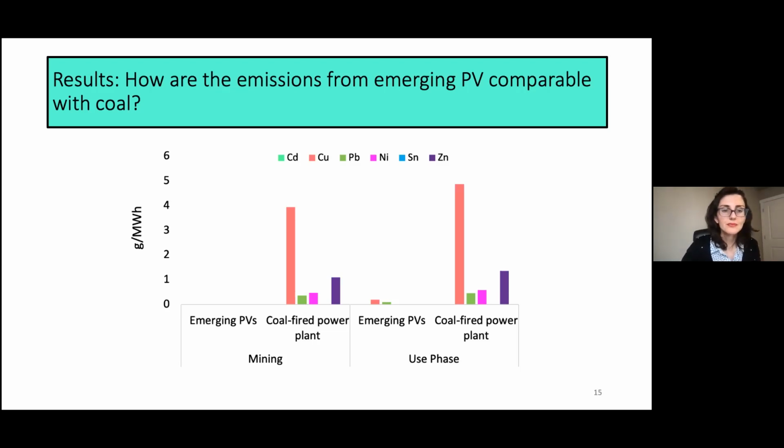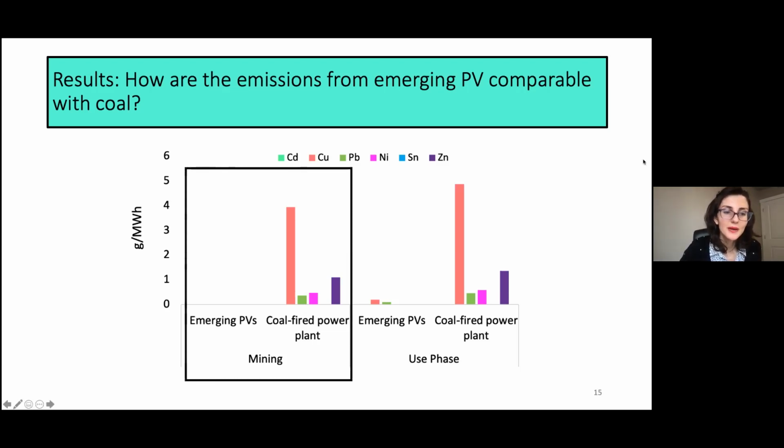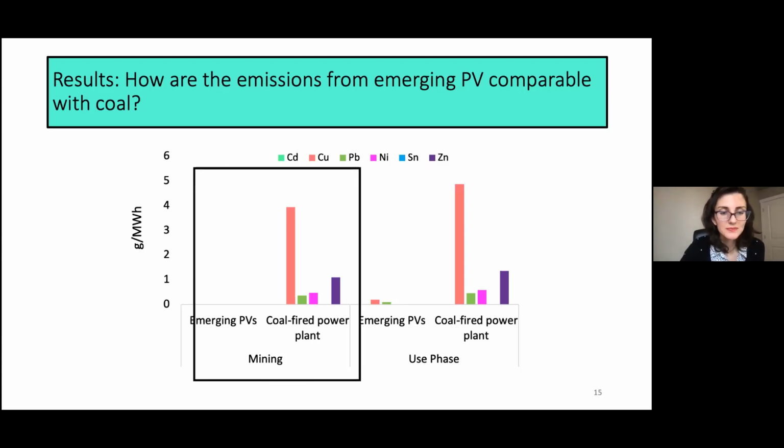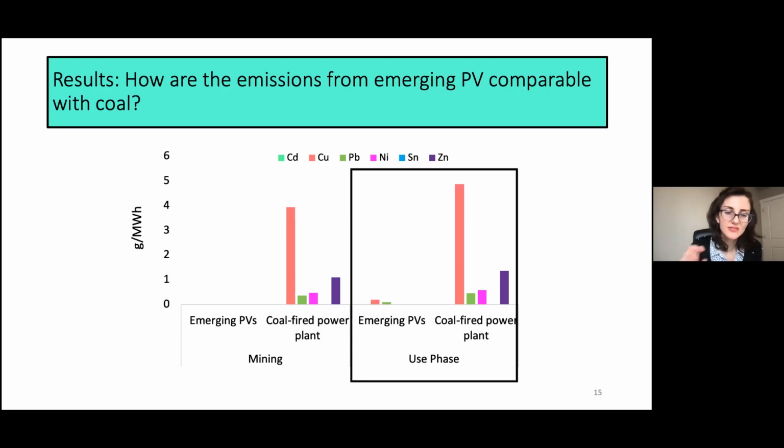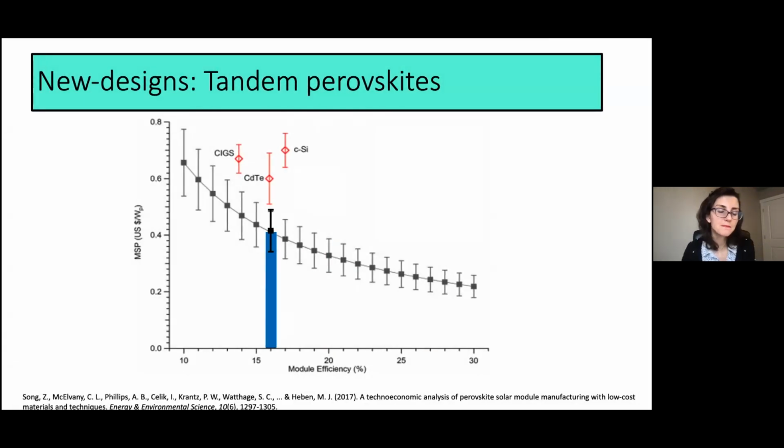So it is comparable compared to coal. So from the mining phase, the impacts are not even visible. From the use phase, we see a little bit, but again, these are at an insignificant level compared to a coal-fired power plant. So this part answered the questions about the toxicity of these emerging PV technologies, especially the ones involving perovskite.